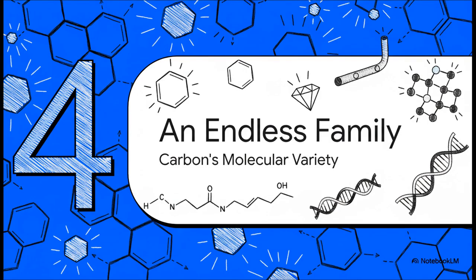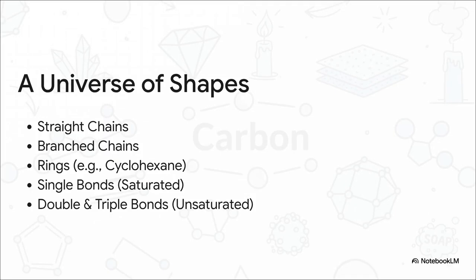So what happens when you combine these 2 superpowers? The ability to form 4 bonds and the ability to link to itself endlessly. Well, you get a nearly infinite family of different molecules. You basically get a whole universe of shapes. You can have straight chains, branch chains, even closed rings. And it gets better. Carbon can form single, double, or even triple bonds with itself.